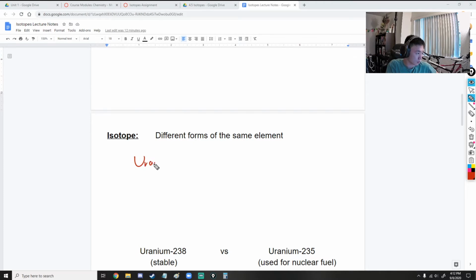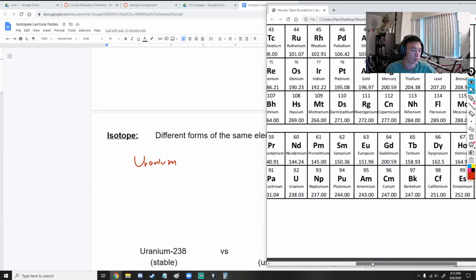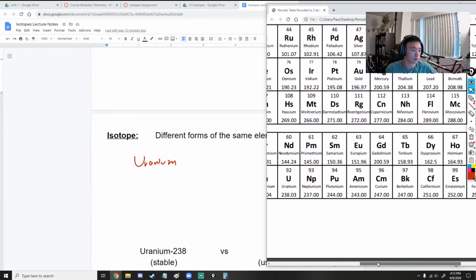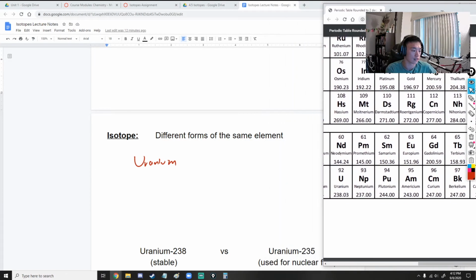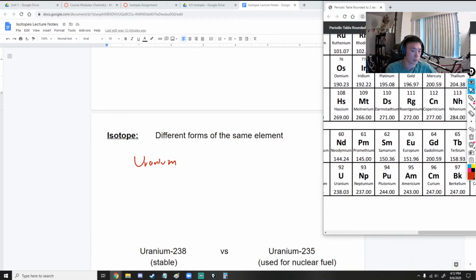If you look at uranium on the periodic table, you guys can pull that up right now. It's going to be on the very bottom. Once you get to the periodic table, go to the bottom and kind of go towards the left side. You're going to find uranium. Uranium is number 92 on the periodic table, so that means that uranium has 92 protons.